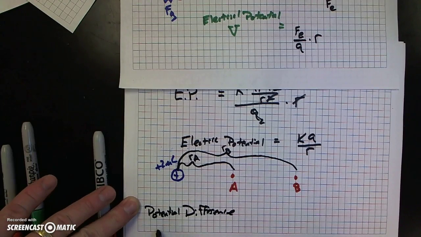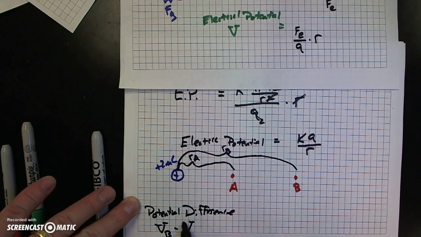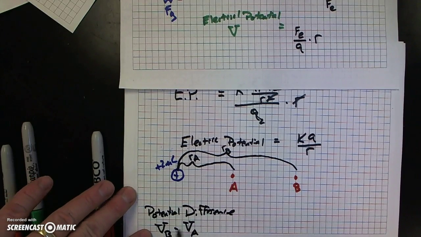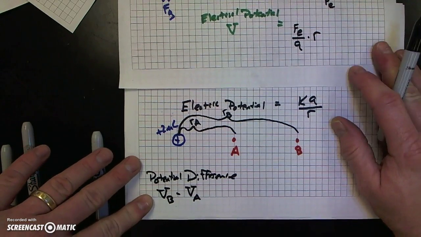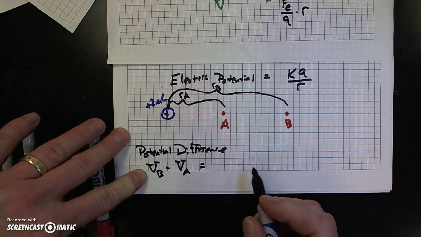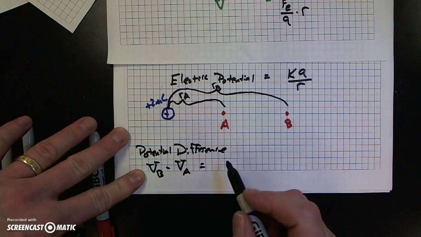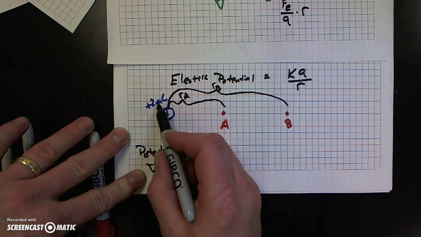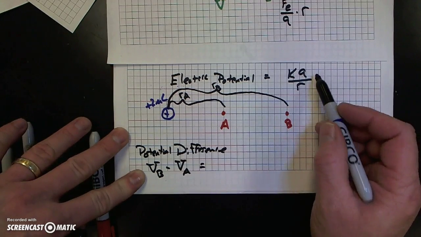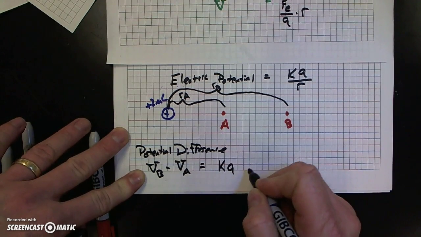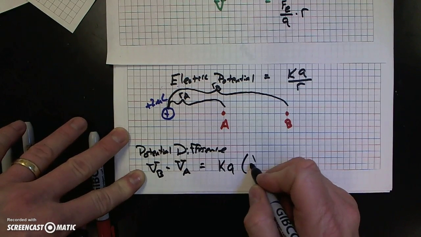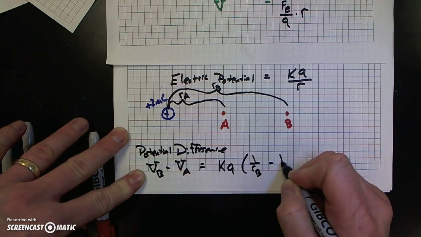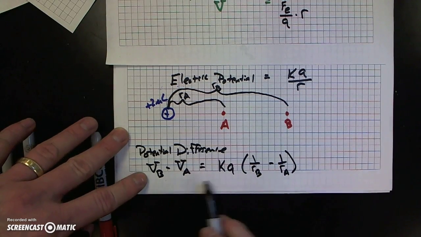All I'm going to do there is take my voltage at B minus my voltage at A. And voltage is another way to say electric potential. That's all it is. That's what a voltage is. It's electric potential. So when I do that, I'm going to take my equation right here and say, all right, K and Q. Q is the plus 2 microcoulomb. The K is a constant, can't get rid of that. So it's simply going to be KQ times, in the parentheses here, final minus initial. So it's 1 over RB minus 1 over RA. And that's your potential difference.